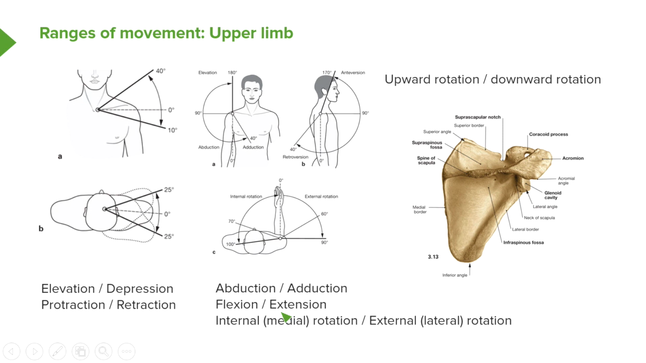We have flexion and extension. So we have flexion of the upper limb, where we can see the upper limb is going to move in this direction. And then we can have extension, where the upper limb can move backwards in this direction. So flexion of the upper limb at the elbow joint, and then extension of the upper limb at the elbow joint. We also have what's known as internal or medial rotation and external or lateral rotation.